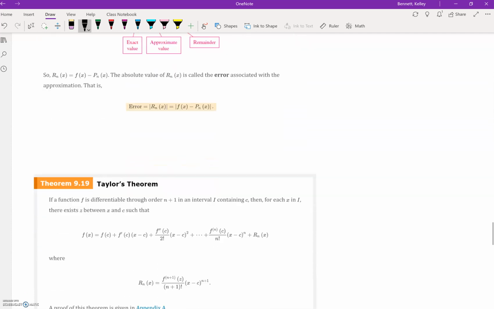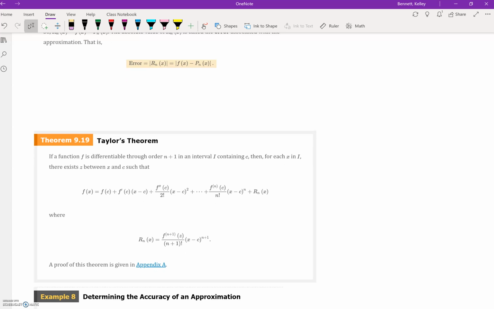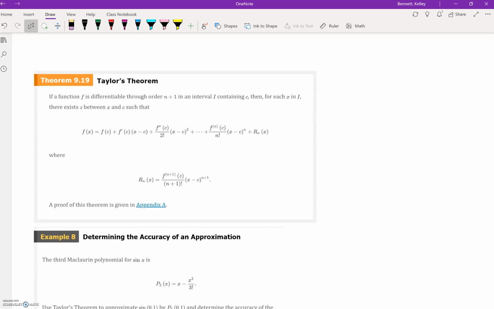We also have a nice bound for our error where, given a Taylor approximation for a function f of x and its remainder term, we know that it's going to be bounded by the n plus 1th derivative evaluated at some point z over the rest of the stuff that we usually find. So the thing about z that you need to know is that you have an interval I that contains c, and the interval also contains x. So you can think about a number line.